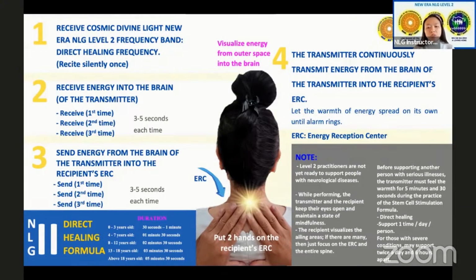Now, please note that level 2 participants are not yet ready to support people with neurological diseases. While performing, the transmitter and the recipient keep their eyes open and maintain a state of mindfulness. So this is something that you need to inform your recipient. The recipient visualizes the ailing areas, so basically where it's hurting them. If there are many, then just focus on the ERC and the entire spine. So this is also something that you need to inform the recipient as well.